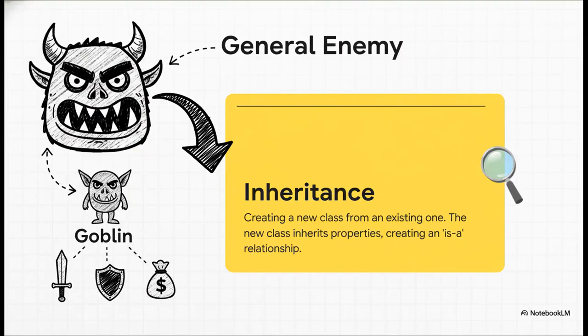The core idea behind inheritance is creating what we call an is-a relationship. Think about it like this. A goblin is an enemy. A poodle is a dog. So we can create a general enemy class that has all the stuff that all enemies share, like health, for example. Then we can create a new goblin class that inherits from enemy. Just by doing that, the goblin instantly gets all the enemy stuff for free. We don't have to rewrite it. Then we can focus just on adding the things that make a goblin, a goblin.